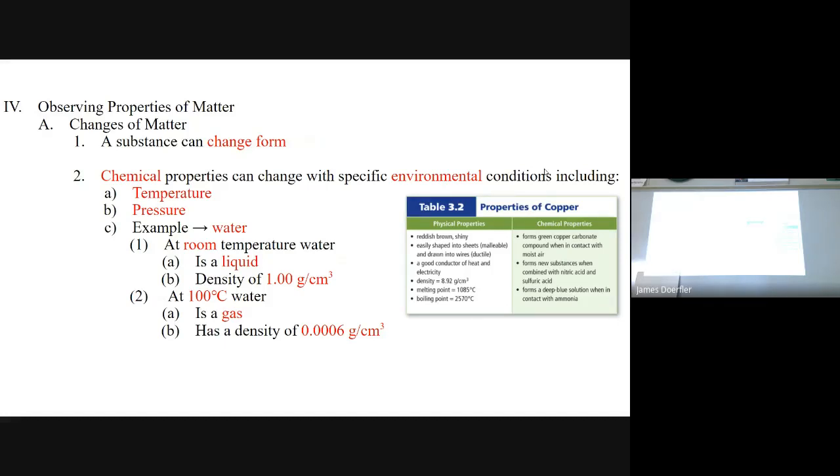But as we heat it up and get it to boiling temperature of 100 degrees Celsius, we find that it is now a vapor, or actually vapor would be a more appropriate term than gas, but gas is not necessarily incorrect. Again, we'll see today the slight difference between gas and vapor. But now that it has turned into a new state, it has a density of 0.0006 grams per cubic centimeter. So again, properties can change. We alter the temperature, we change the property.